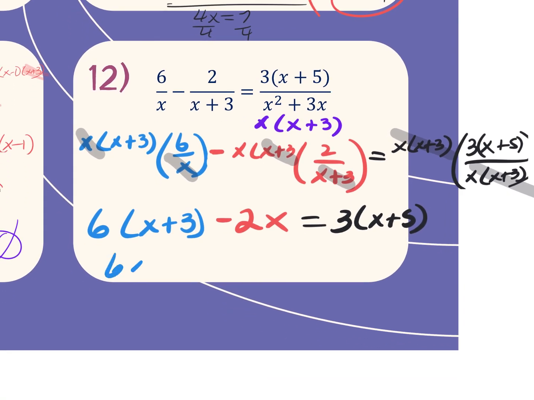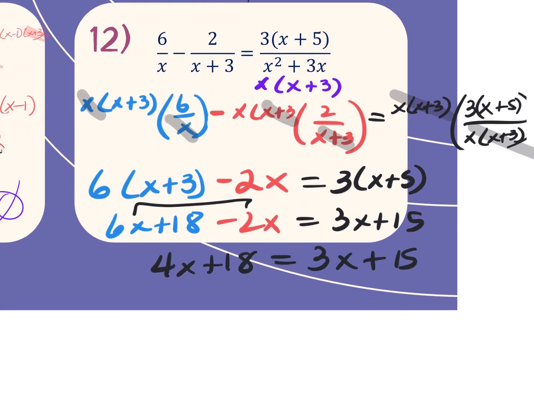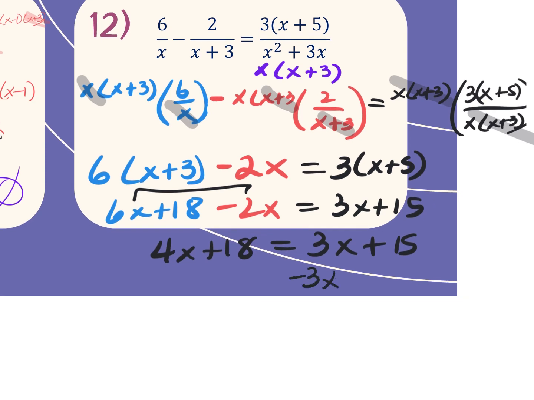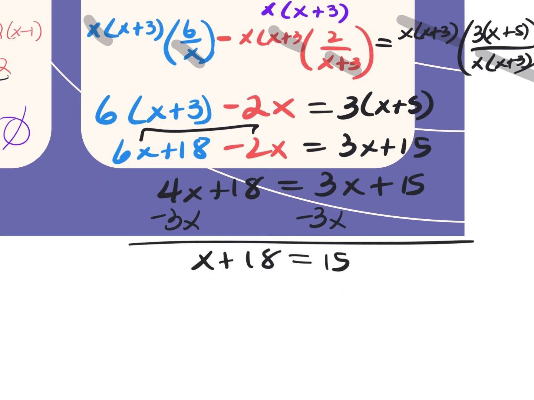The blue becomes 6x plus 18 minus the 2x equals 3x plus 15. I need to combine my like terms here. This becomes a 4x plus 18. And then now I can move my x's together by subtracting 3x. And I get x plus 18 equals 15. Subtract 18. And x equals negative 3.